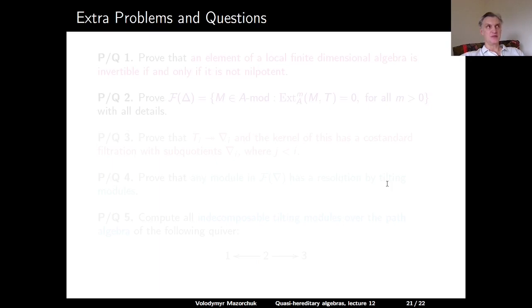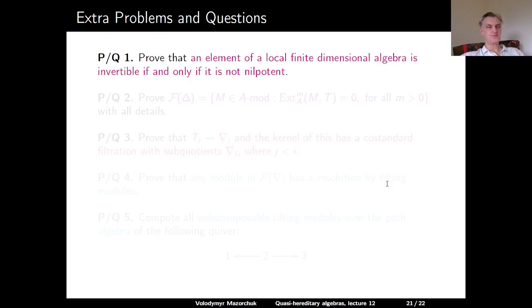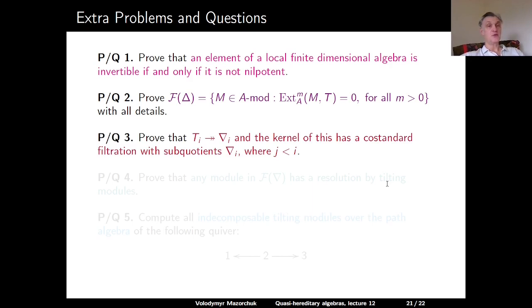Let us finish with some problems and questions. Problem question 1. Prove that an element of a local finite dimensional algebra is invertible if and only if it is not nilpotent. Problem question 2. Prove that F delta coincides with the category of all A modules for which all extensions of positive degree into all tilting modules vanish, with all details. Problem question 3. Prove that Ti surjects onto nabla I, and the kernel of this has a costandard filtration with subquotients nabla J, where J is strictly smaller than I.